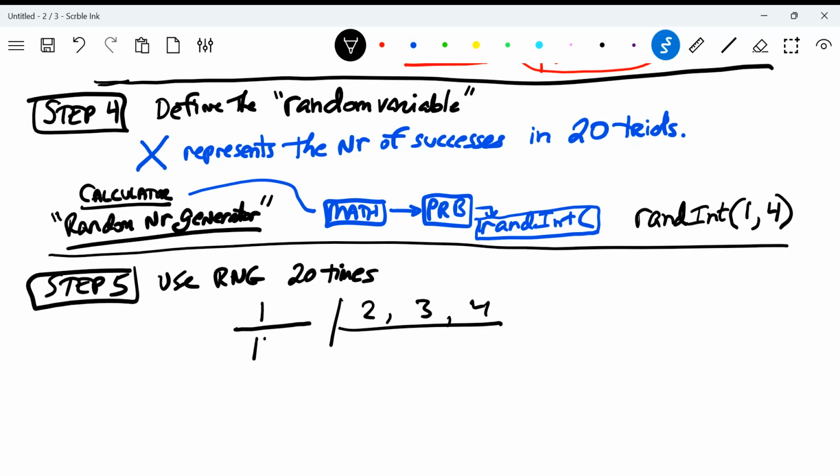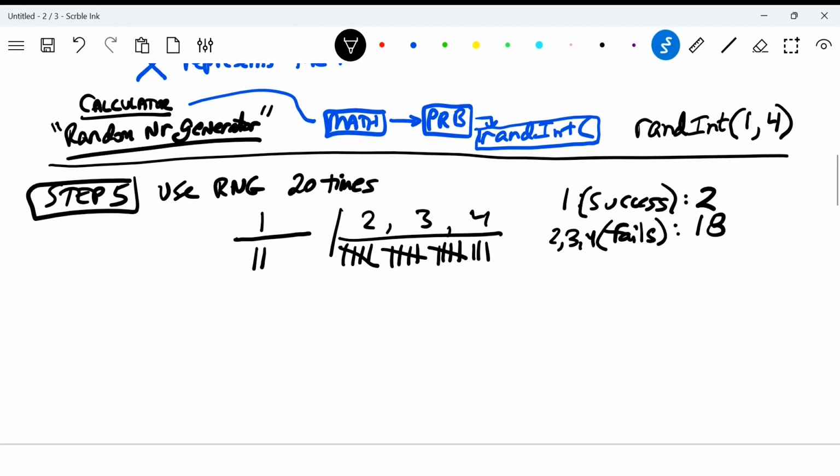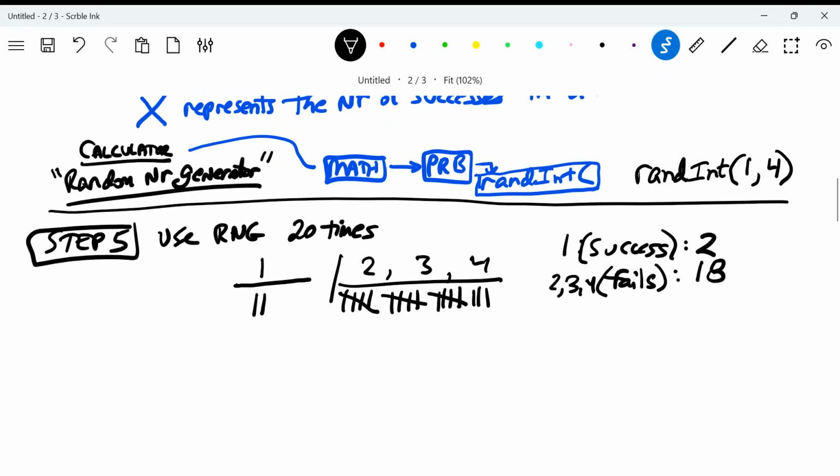When I did, I got 2 of these, and the rest were 1, 2, 3, 4, 5, 1, 2, 3, 4, 5, 2, 3, 4, 5, and then another 1, 2, 3. So what I got were, of the ones for successes, 2. And the 2, 3, 4, which were failures, I got 18. So what does this look like?